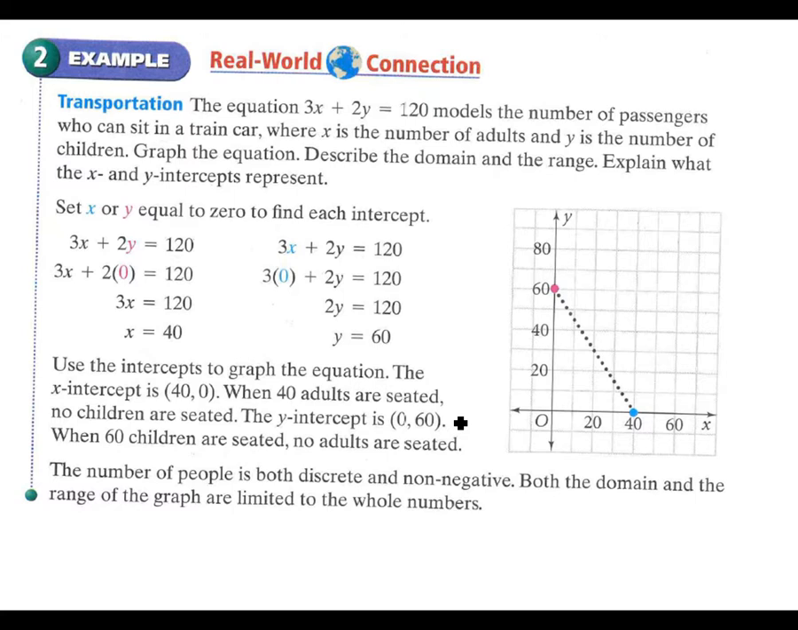So if we have this equation, 3x plus 2y equals 120. All right? So this models the number of passengers who can sit in a train car.